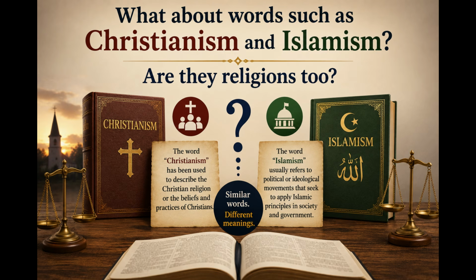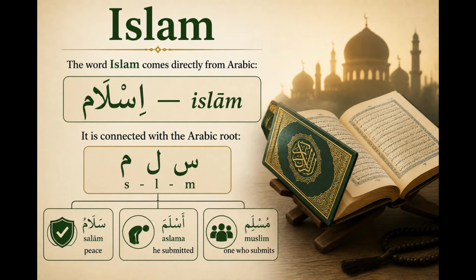Let's start with the words. Islam. The word Islam comes directly from Arabic. It is connected with the Arabic root s-l-m. Grammatically, Islam is a form 4 verbal noun associated with the verb aslama, carrying the idea of submitting or surrendering. Form 4 is simply the name grammarians give to one of the common patterns Arabic uses to form words from a root. But what is particularly important for our investigation is this.